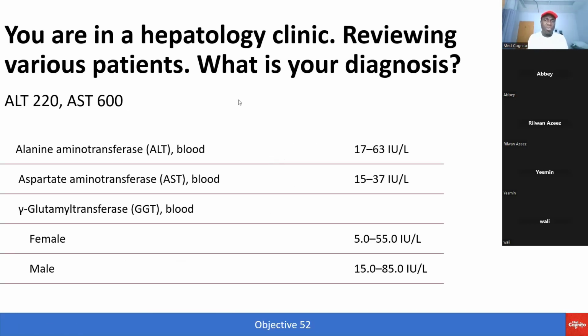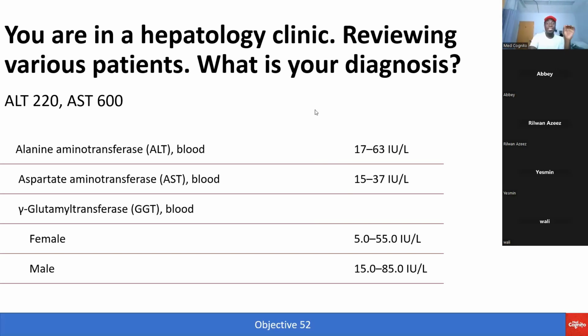Now, Dr. Tawhid again, can you please read this question for us and then tell us your answer? Okay, you are in hepatology clinic reviewing various patients. What is your diagnosis? So you have a patient whose ALT is 220 and AST is 660. And I've given you the normal ranges for the various laboratory investigations. What is your diagnosis? So here the diagnosis is alcoholic hepatitis. Beautiful. Why? Because the AST is higher than the ALT.